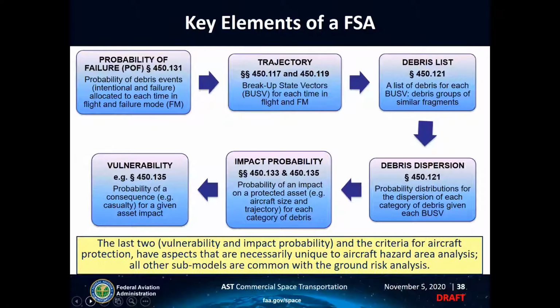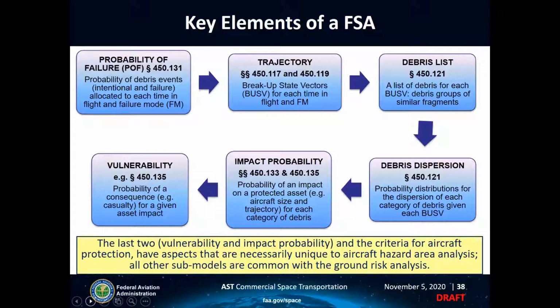The next major box there involves characterizing the trajectories. And we have two different flavors to that. The normal trajectories, so if the vehicle performs as expected, versus malfunction turns or malfunction trajectories where the vehicle departs from normal flight. And the main output there we're looking for is breakup state vectors for each time in flight and for each failure mode.